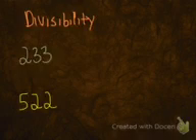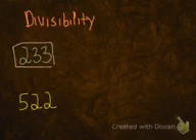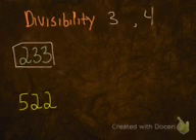Okay, so we are at part 2 of the exam review. Next topic is divisibility. Seeing if a number is divisible by a certain number. So if we take this number 233, we'll check for divisibility of 3 and 4. In other words, is 233 divisible by 3?